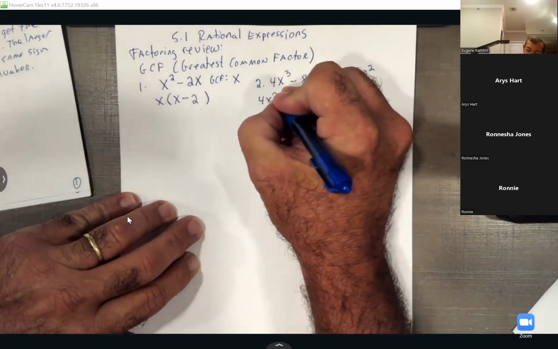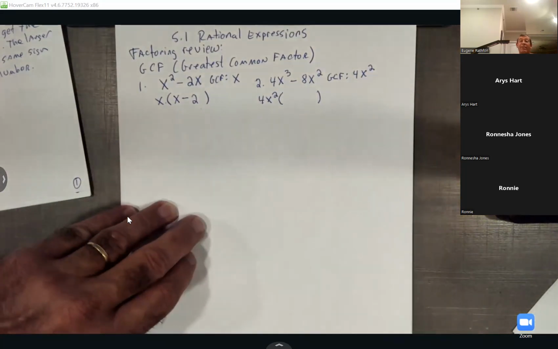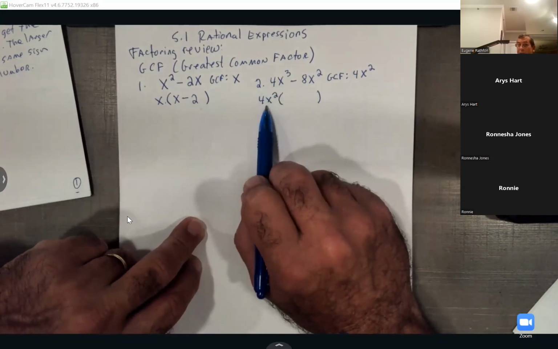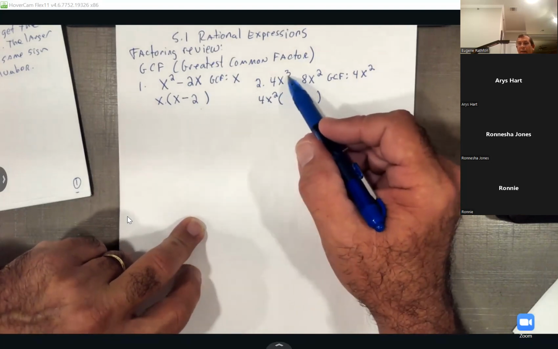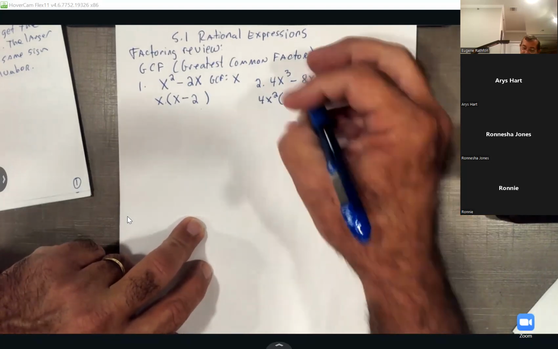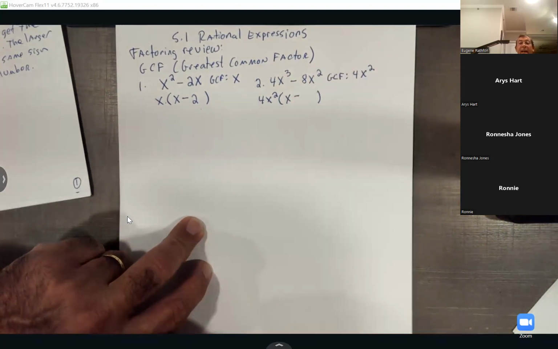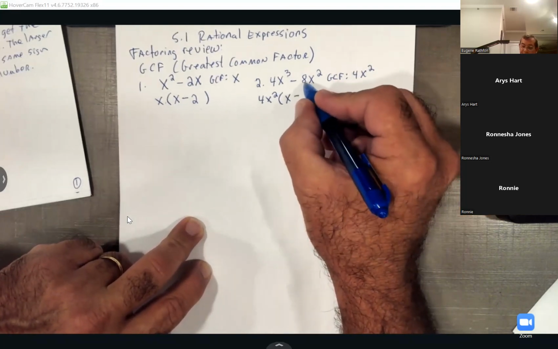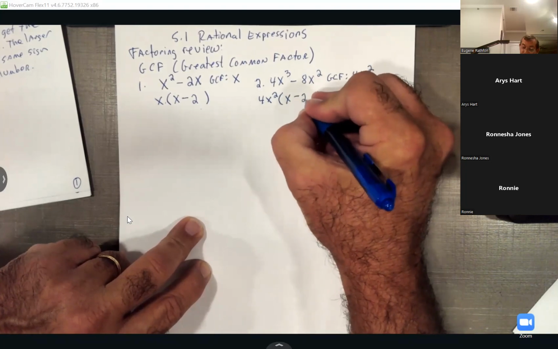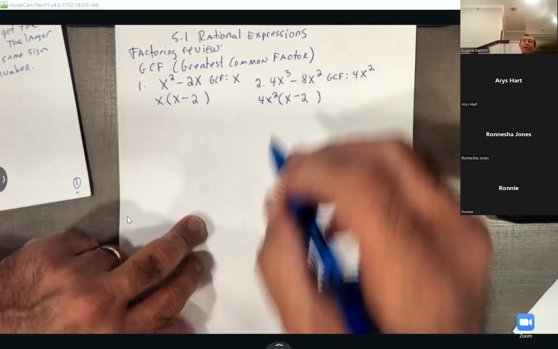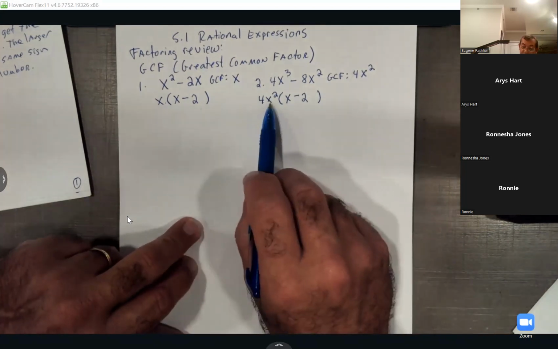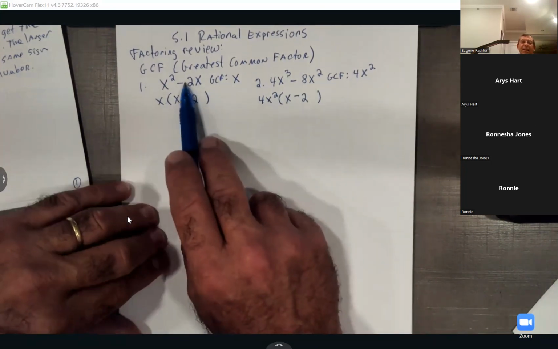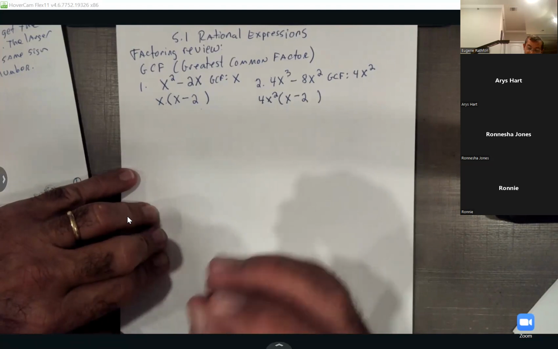So let's see if we can finish it off by seeing what's going to go inside my parentheses. So we have a 4x to the third. We divide that by the 4x squared. Well, the 4's cancel. And the x to the third divided by x squared will leave us an x. And once again, 3 minus 2 left me 1x. Now over here, 8 divided by 4 will give me a 2. And then the x squared divided by the x squared, those cancel. So my final answer would be 4x squared times the quantity x minus 2 in parentheses. So that is a little review on pulling out a greatest common factor.